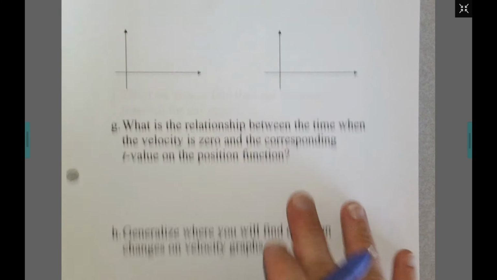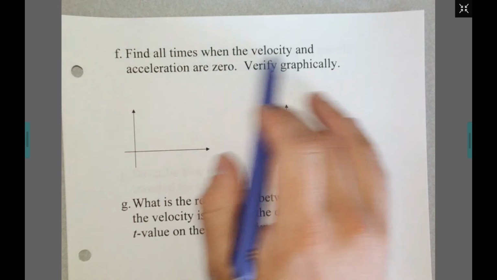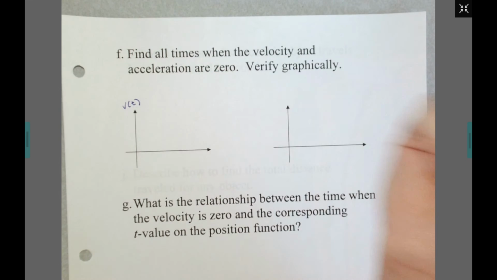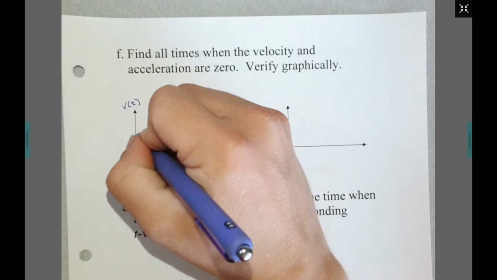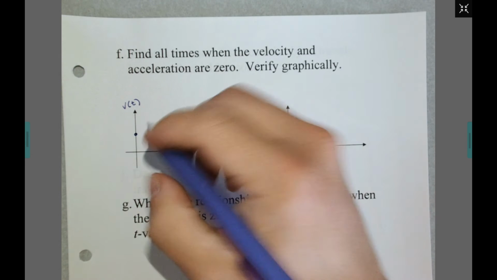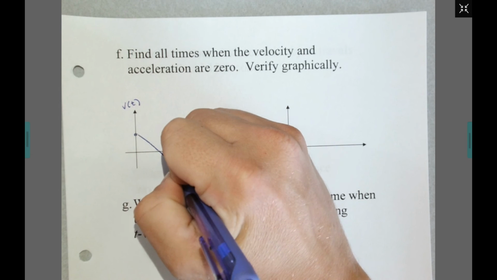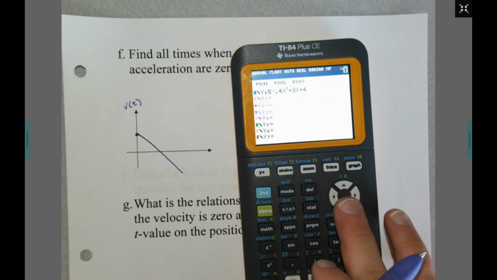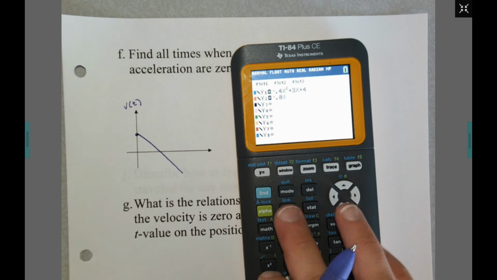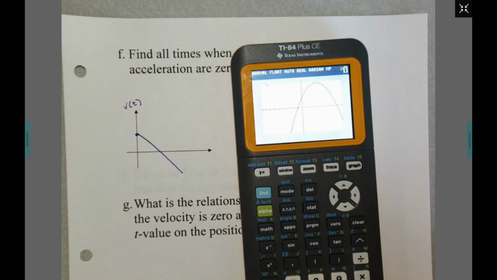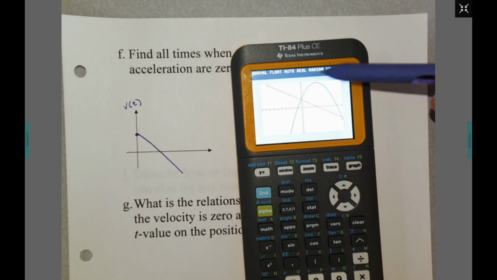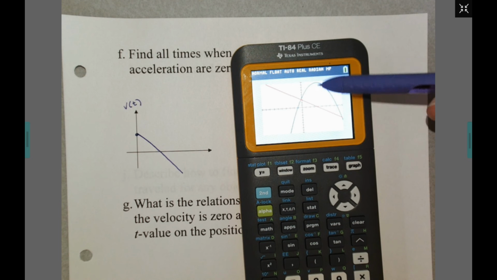Okay, the last couple of things. Find all the times when velocity and acceleration are 0, verify graphically. If I go v of t, and I were to go ahead and graph that function, we would start up here at 3, and then we're coming down. To go ahead and find that 0, you could type that function in. So it'd be negative 0.8x plus 3. That's my red line. When I graph this, you're going to notice that it matches up right with the peak of our position graph, right at the maximum when we change positions.